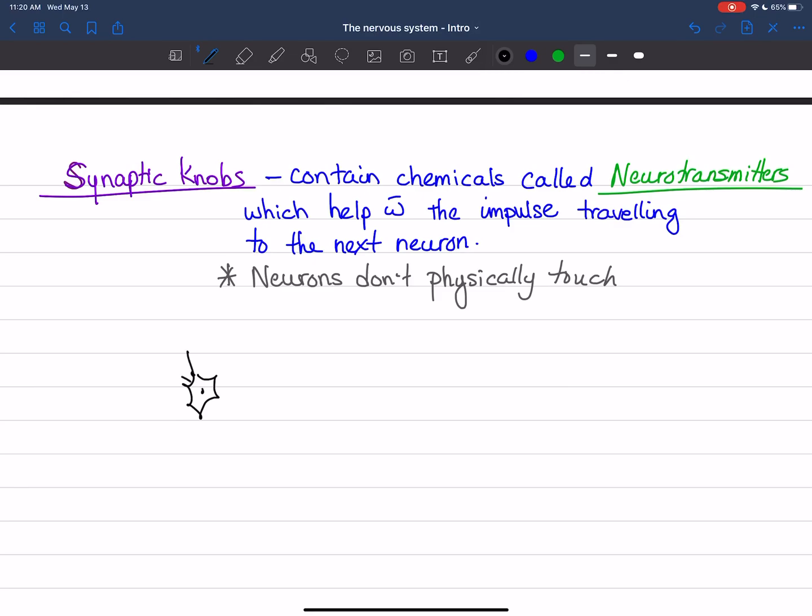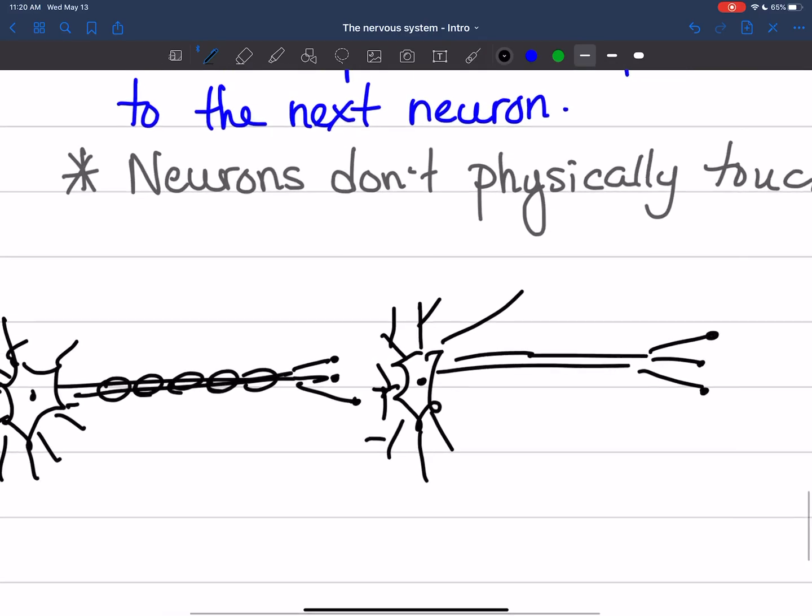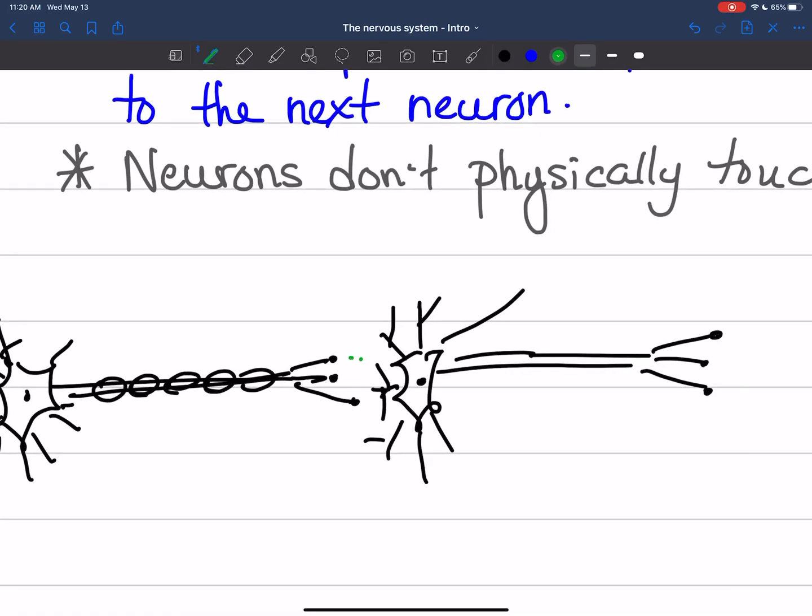So when I have one neuron that we've drawn above, okay, and I can put myelin around it or not, and then I can have another neuron with their little synaptic knobs. What we see is that the dendrites of one and the synaptic knobs of the other don't physically touch. What they use is these little chemicals called neurotransmitters to cross that gap.